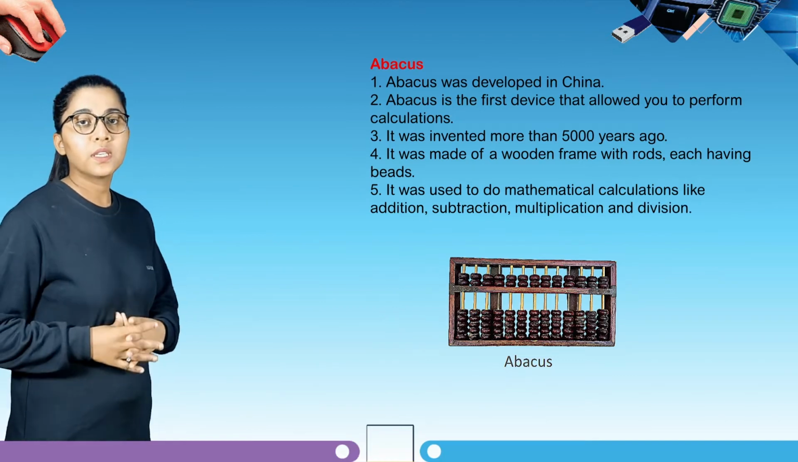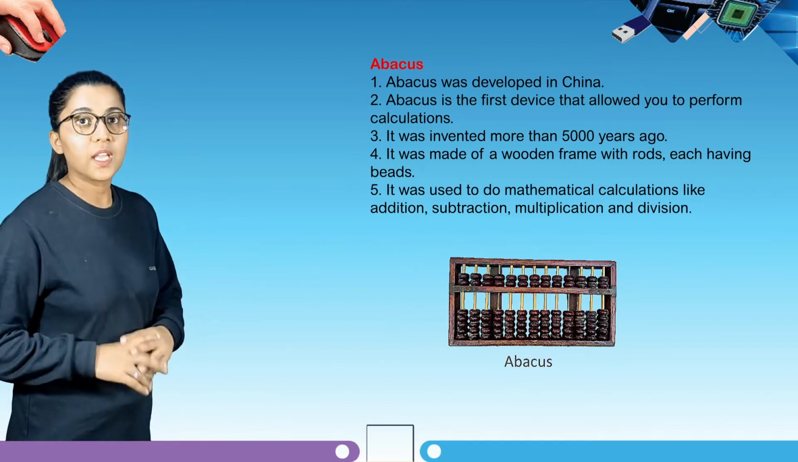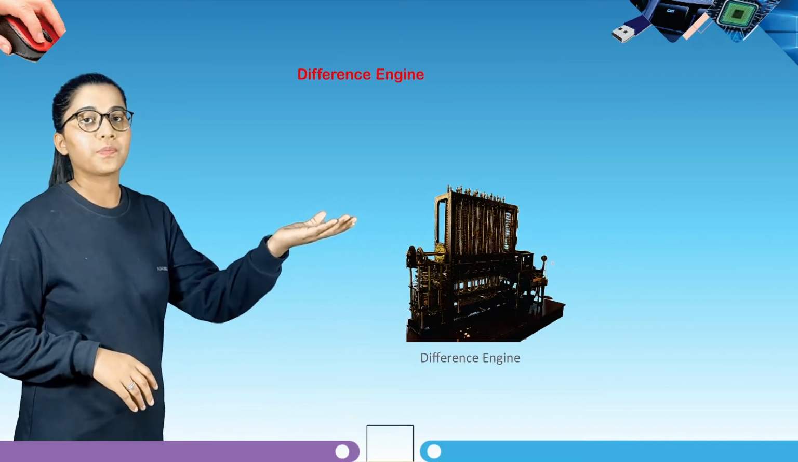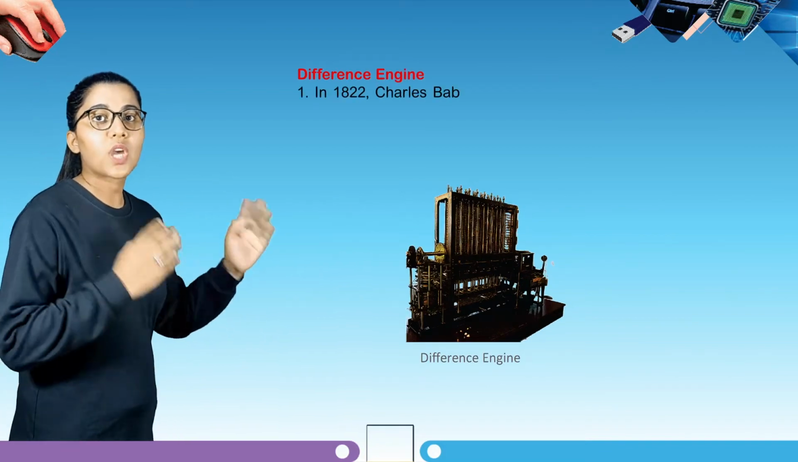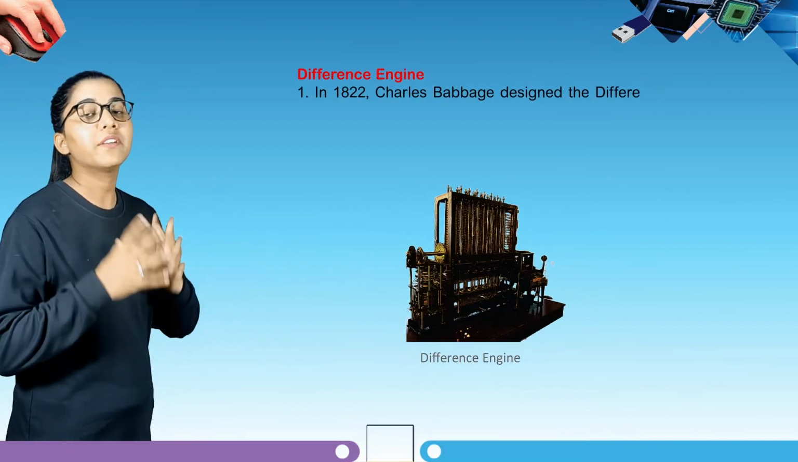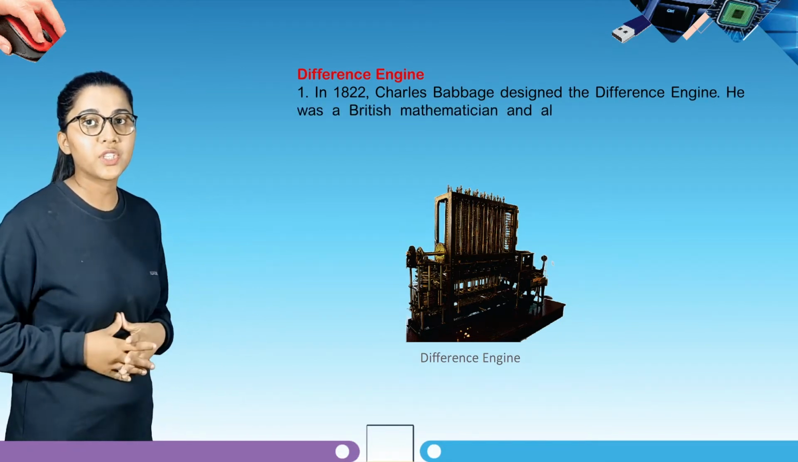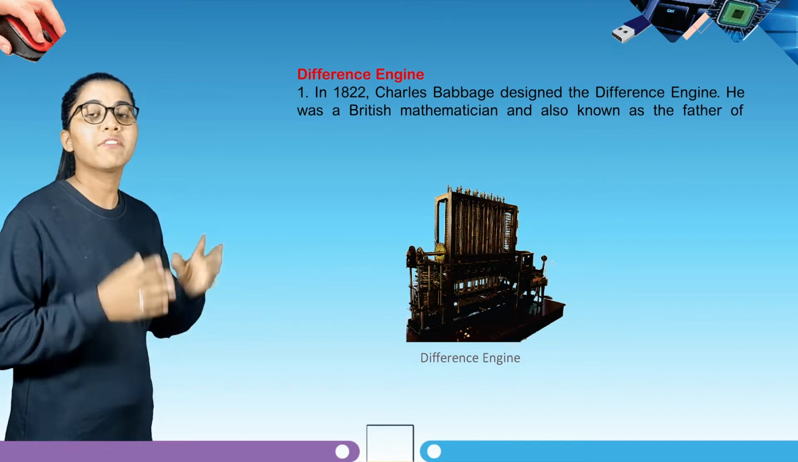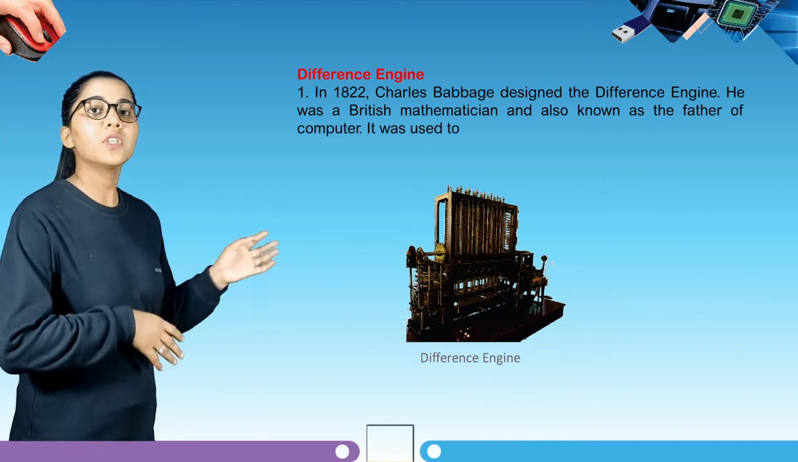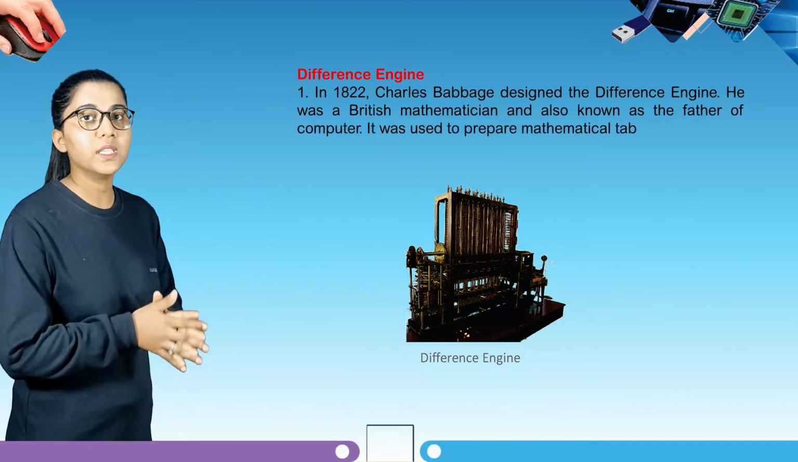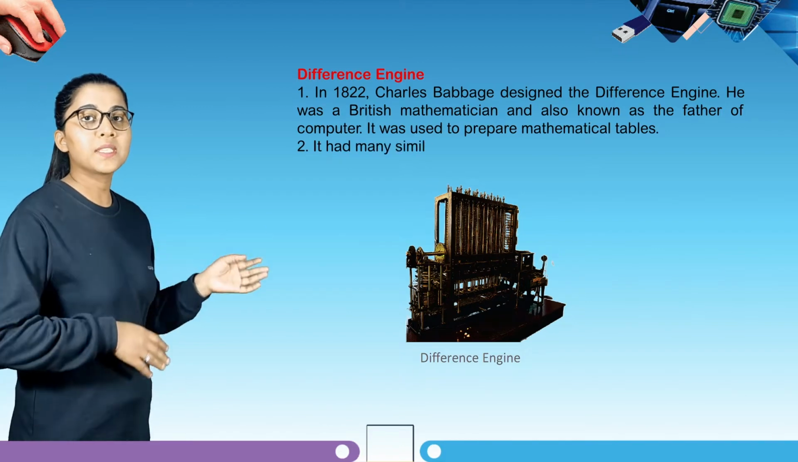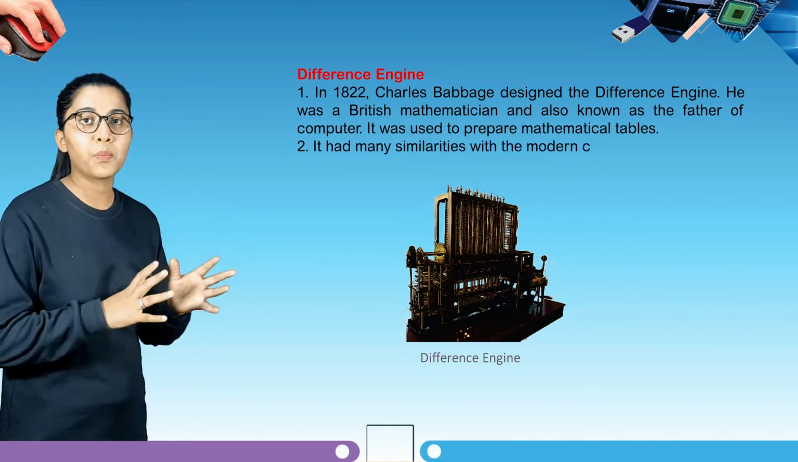Now students, our next device is difference engine. In 1822, Charles Babbage designed the difference engine. He was a British mathematician and also known as the father of computer. It was used to prepare mathematical tables. It had many similarities with the modern computer.